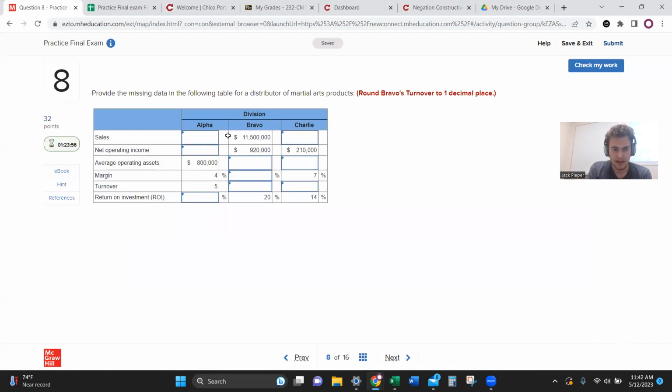Okay, missing data, love it. All right, so we already have this. We've been doing ROI until our face turns blue, right? So we're going to be able to just do this. We'll do 800,000 times 0.04 times our margin. That'll get us our net operating income here.